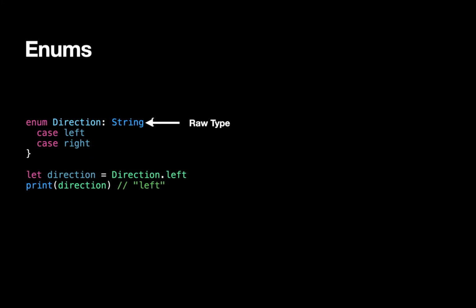So when we try to print what is the direction of this variable, we get left as a string, because that's basically a string under the hood.